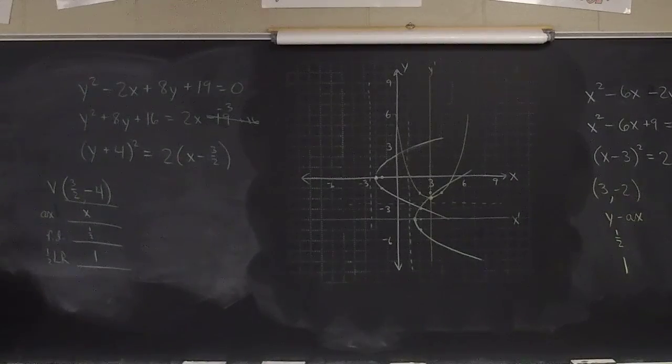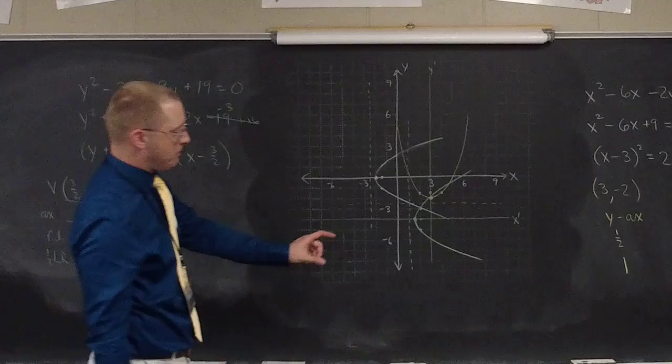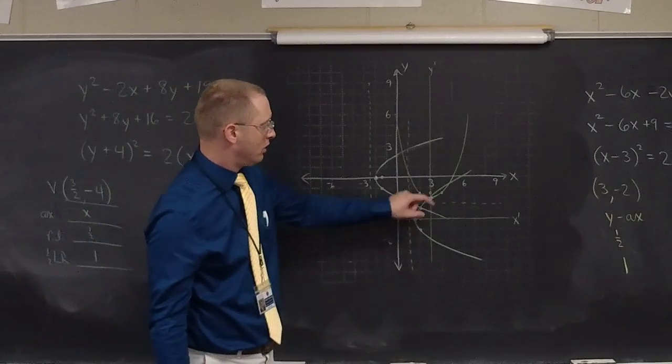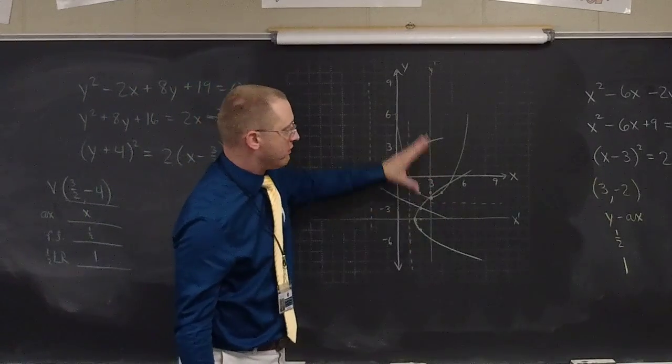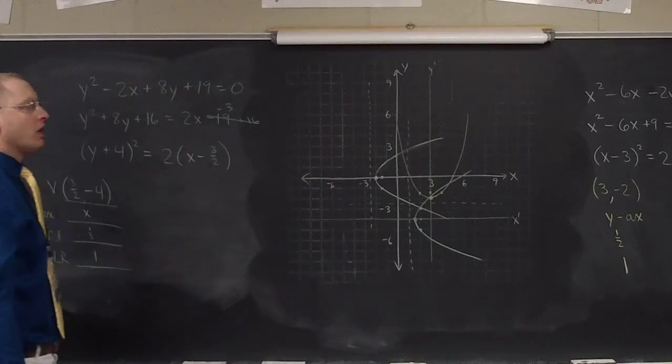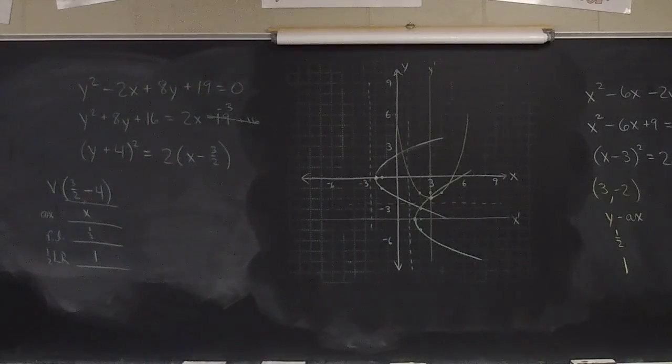We're looking at a vertex of 3 halves, or 1 1/2, negative 4. The axis of symmetry is x, focal length 1/2, each side of the latus rectum 1. So notice, by the way, since all of them have the same latus rectum length, 2, they're all basically the same thing. They're just pivoted and placed differently, aren't they? Congruent parabolas. All right, questions on that?